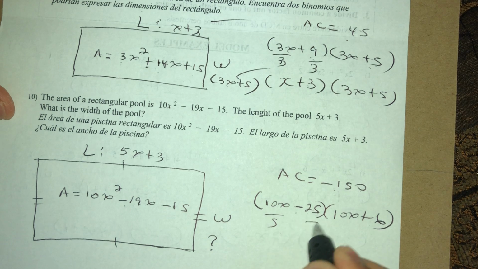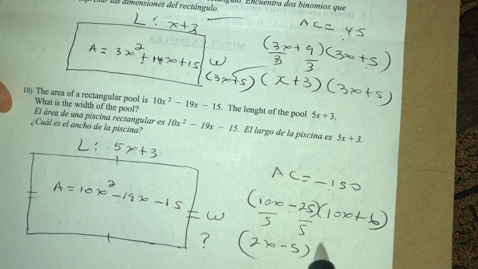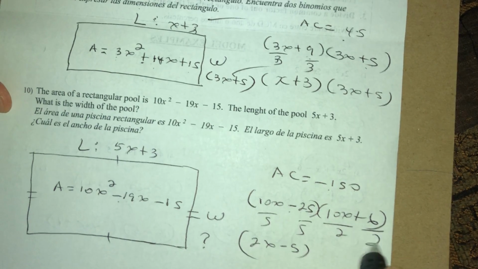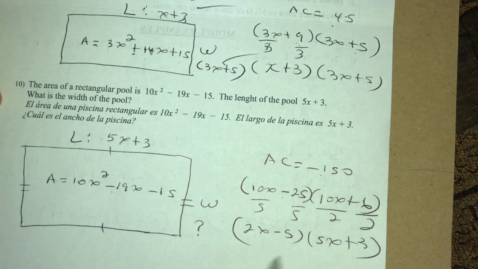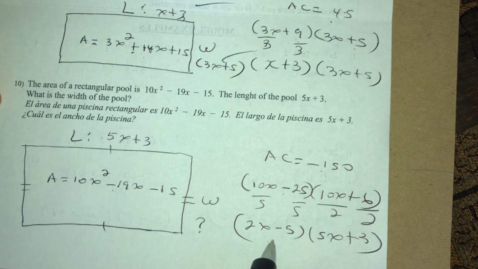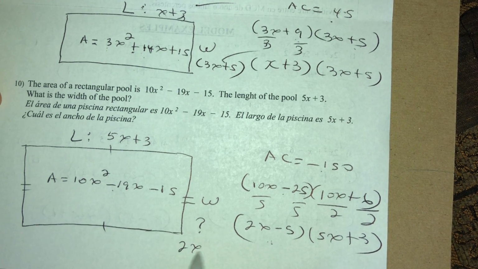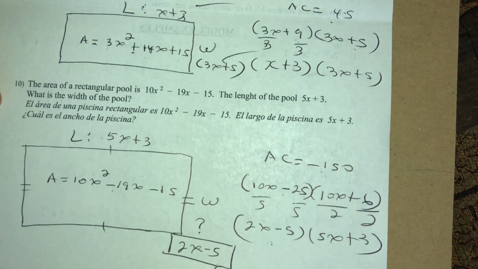So if I divide by 5, here will be 2x minus 5. And if I divide by 2 here, that will be 5x plus 3. Remember, they're already giving me the length, so the width has to be this. So your answer should be 2x minus 5, okay?